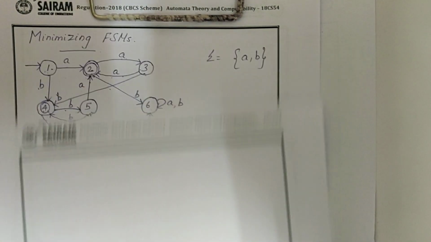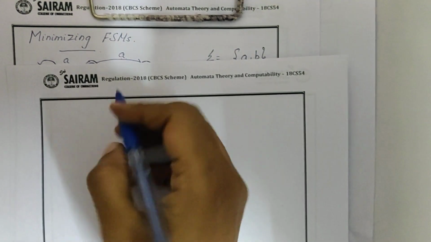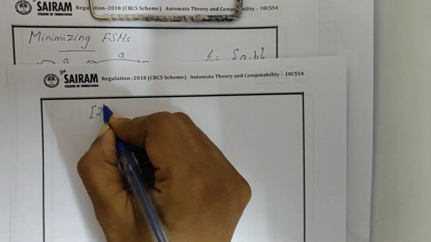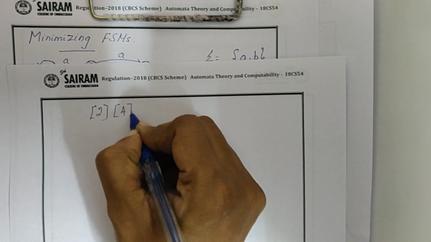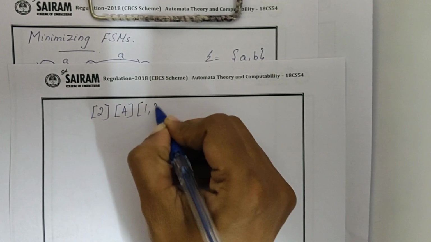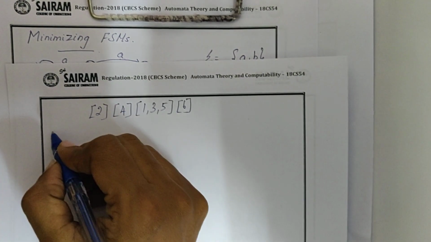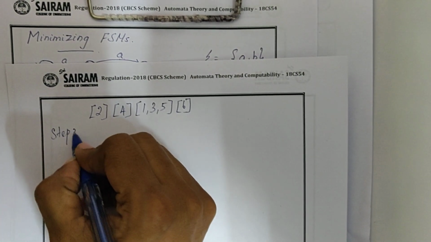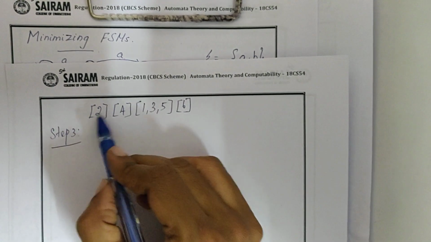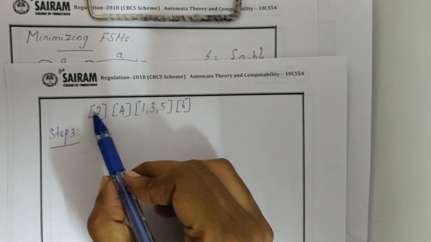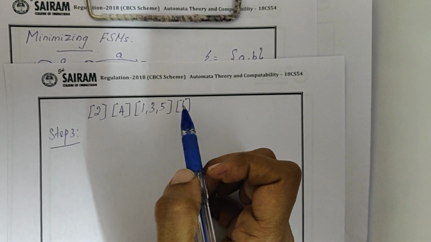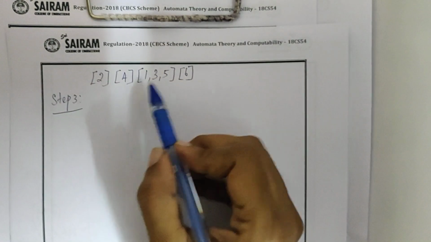My classes are {2, 4, 6} and {1, 3, 5}. I'll start my step 3. No need to check these three states 2, 4 and 6 because it is already split. I have to check only this one.